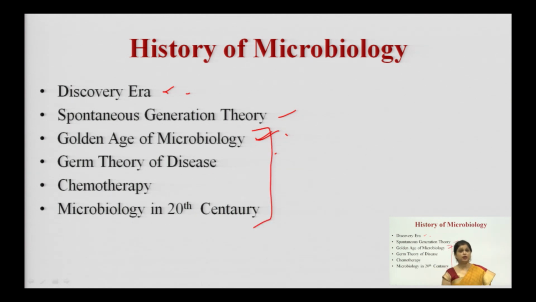The golden age is the period in which many scientists worked and found solutions to many problems. In the germ theory of disease, scientists tried to find out that germs are the causative agents of diseases, and that we have to find a solution to kill those microorganisms. And in the chemotherapeutic age, the scientists found the chemical agents by which we can kill the microorganisms.